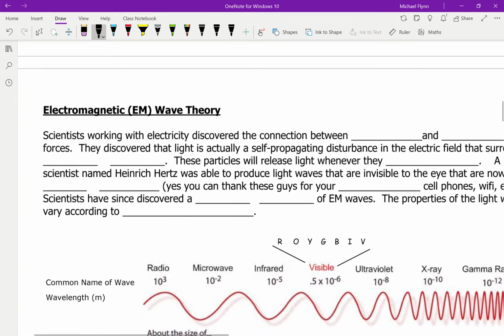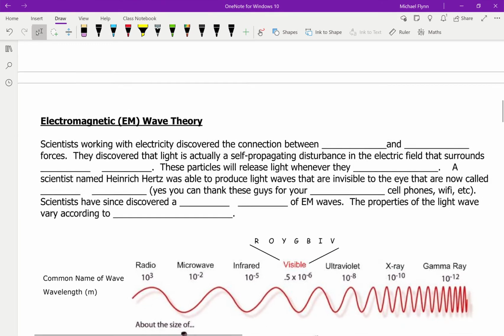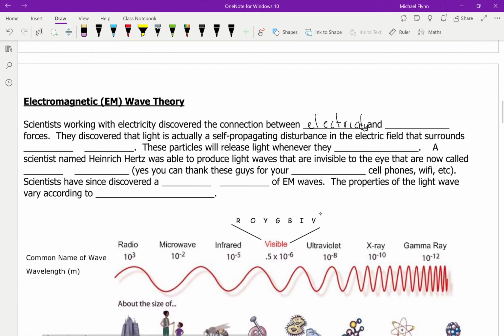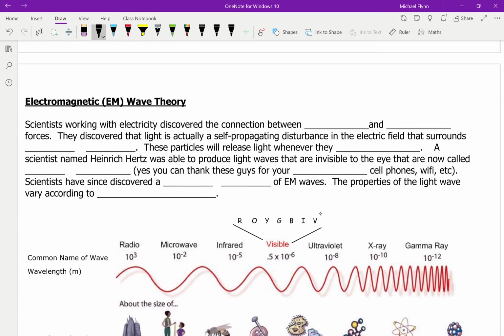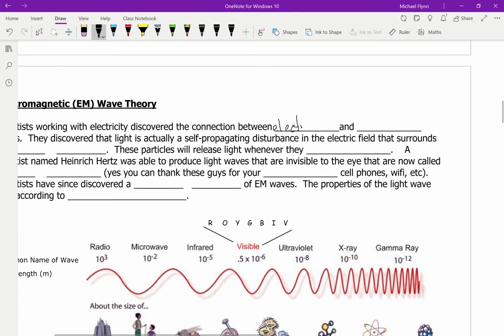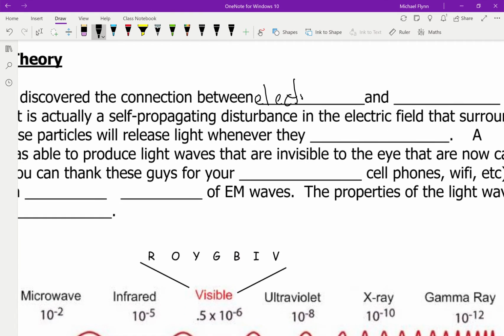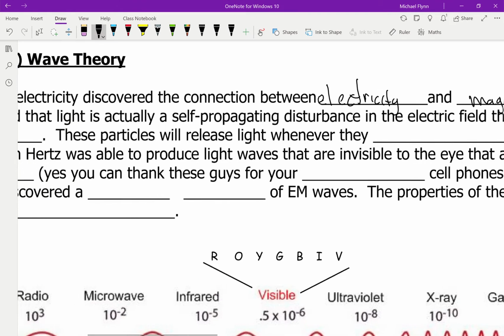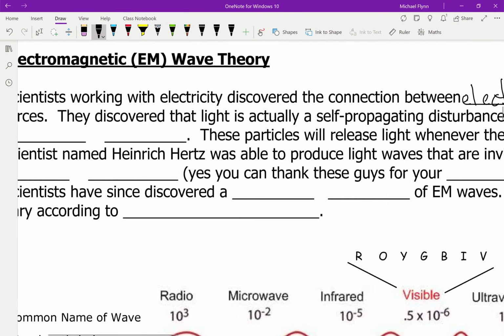All right, now let's come to what physically light is. Scientists working with electricity discovered a connection between electricity and magnetism. Okay, there's a connection between those two things. That's what we call electromagnetism.